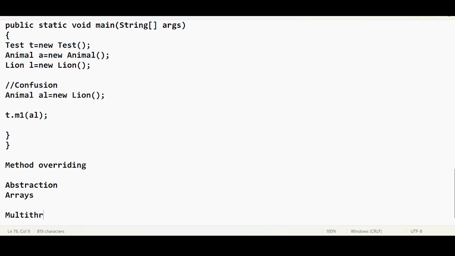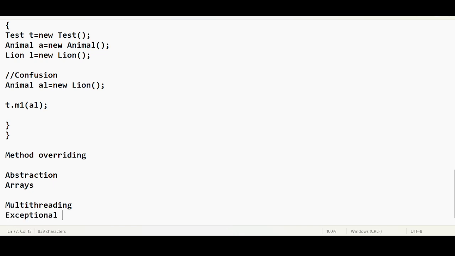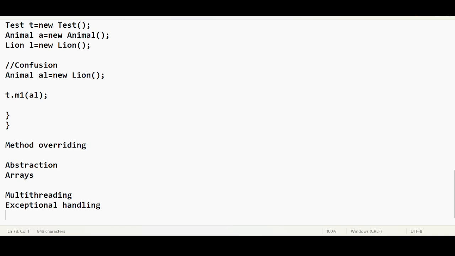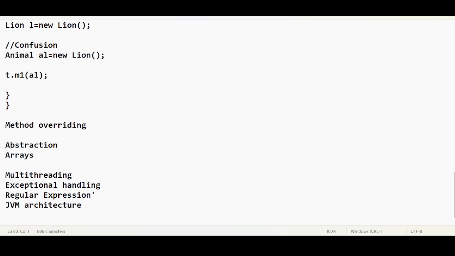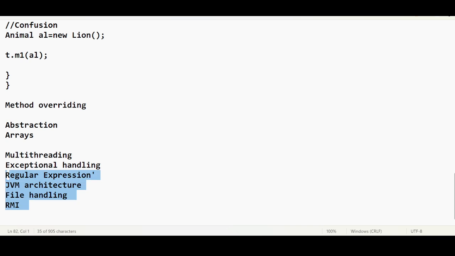Now we have multithreading, we have exception handling, we have regular expressions, we have JVM architecture, and we have file handling. What else? RMI concepts, remote method invocation. This will be covered on Saturdays and Sundays. For the remaining days, Monday to Friday, we will start thinking about the project.